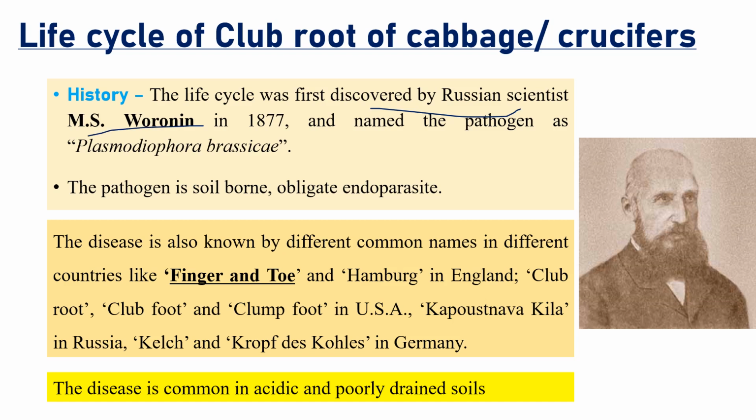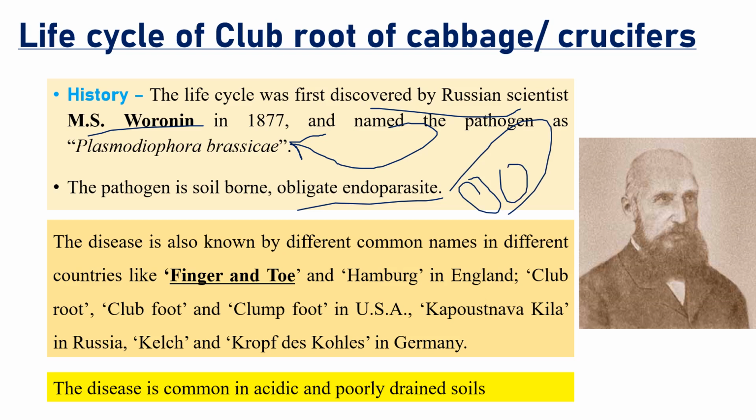Voronin in 1876-77 named the pathogen Plasmodiophora brassicae. It is a soil-borne pathogen and an obligate endoparasite. Endo means the life cycle and the phases happen inside the roots, or inside the host. That's why it is an endoparasite.